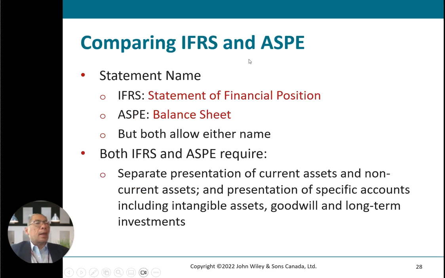Okay. Next one, comparing IFRS and ASPE. For the statement name, IFRS uses statement of financial position, and ASPE uses balance sheet. Both allow either name. Both IFRS and ASPE require separate presentation of current assets, non-current assets, and intangible assets, including goodwill, and long-term investments, as specific accounts.